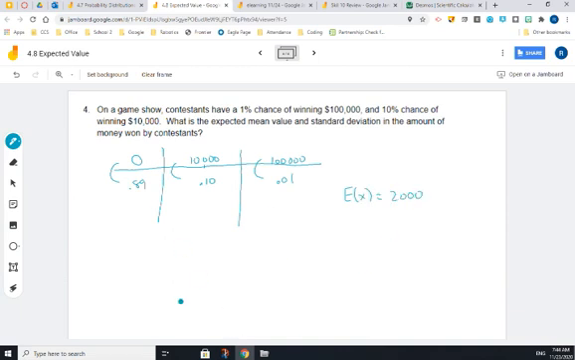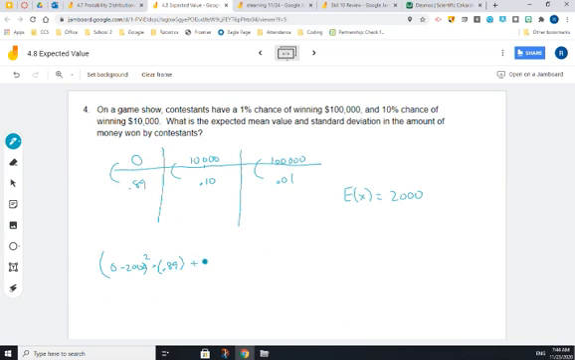Now, we could create the table like we just did, and that would be fine. But these numbers do get kind of large, so it's probably easier just to do this since there's only three of them, to do it on your calculator. So what I want you to type into your calculator is you can type in the deviation, so take 0 minus 2,000 squared times 0.89. Okay, that's our first entry.